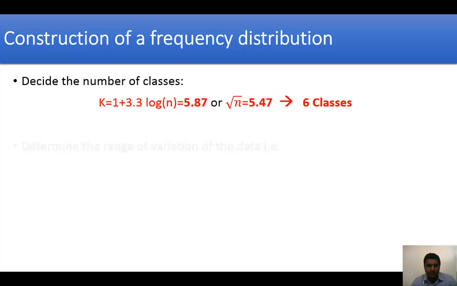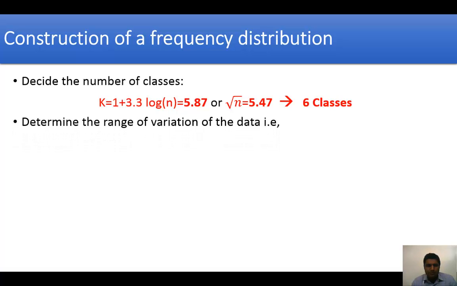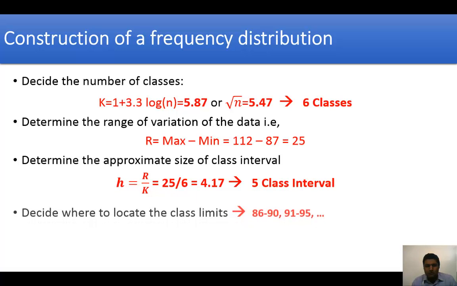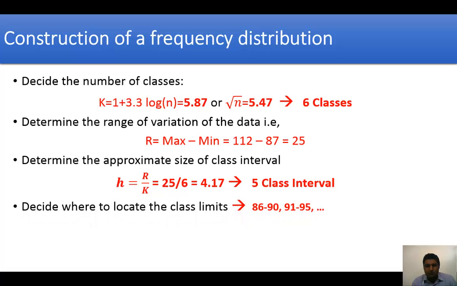Okay, the second step is to find the range of the data, the maximum observation minus the minimum observation, and you have to divide this range by the number of classes in order to get the class interval. In this case it is 5. We will start our classes from 86 because the minimum value is 87, and that should fall in your first class.